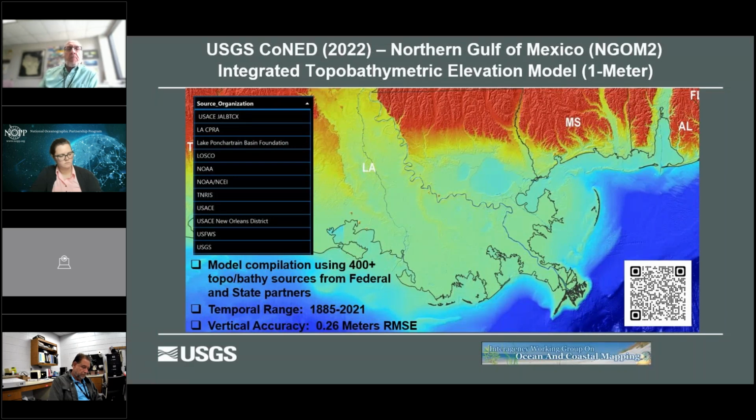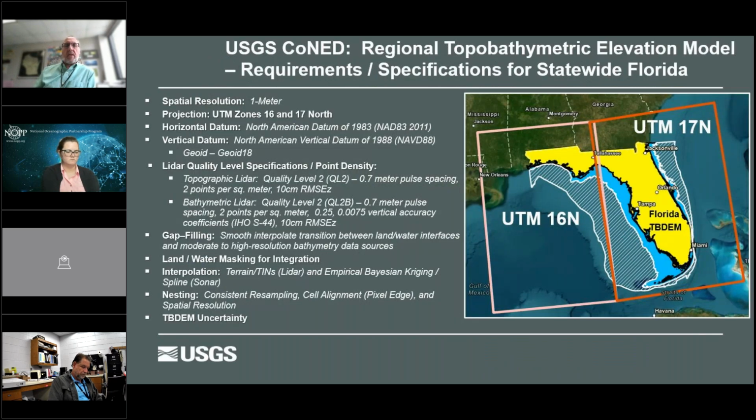Just another example, and then the technical specifications. I'm not going to go through these in detail, but I will mention again that the nominal resolution is 1 meter data. Obviously, some of the bathymetry data doesn't have that original spatial resolution of 1 meter, but it is regridded to match the topographic 1 meter data to make this seamless representation.